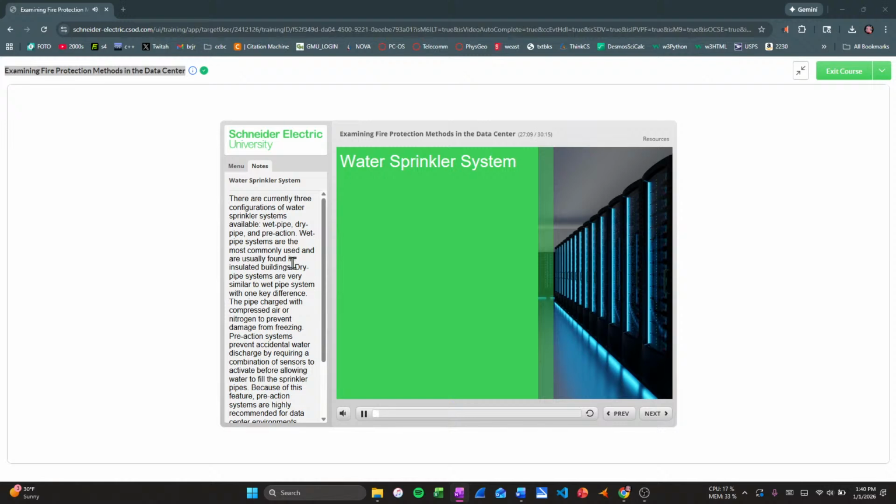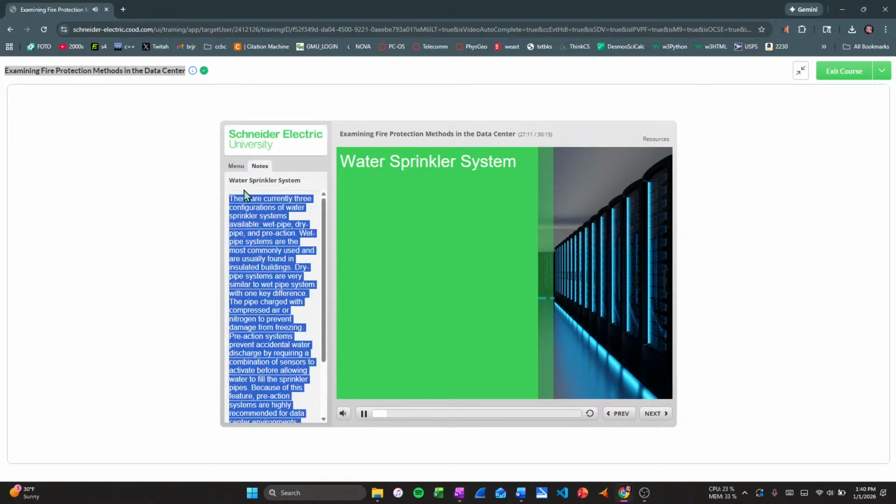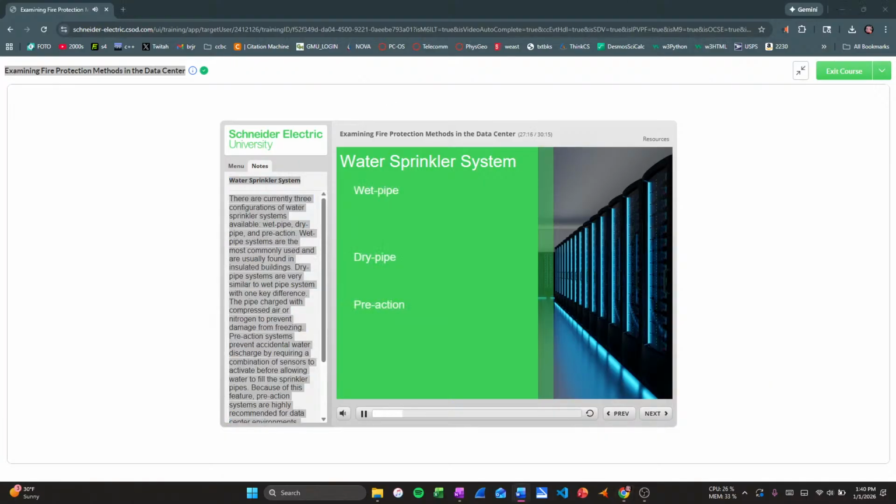There are currently 3 configurations of water sprinkler systems available: wet pipe, dry pipe, and pre-action. Wet pipe systems are the most commonly used and are usually found in insulated buildings. Dry pipe systems are very similar to wet pipe systems with one key difference. The pipe is charged with compressed air or nitrogen to prevent damage from freezing.